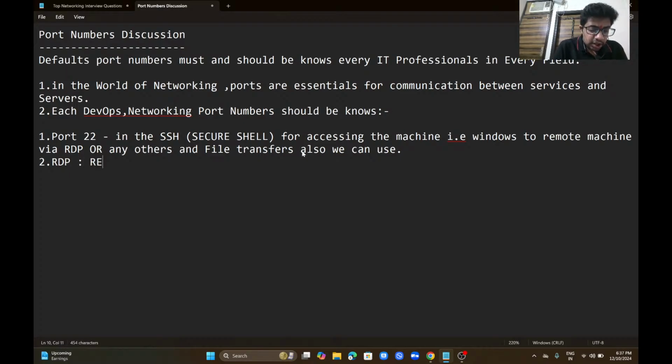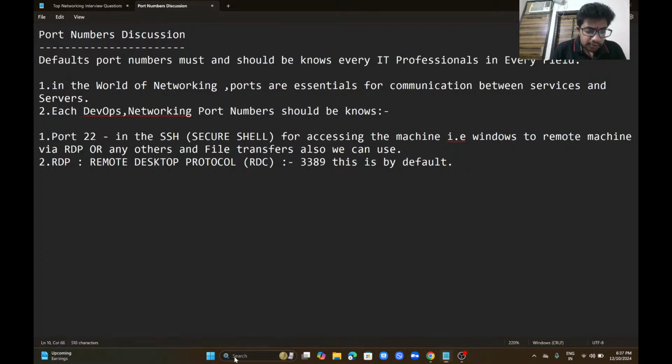RDP means Remote Desktop Protocol, or sometimes we call it RDC. 3389 is the default port number for the RDP protocol.